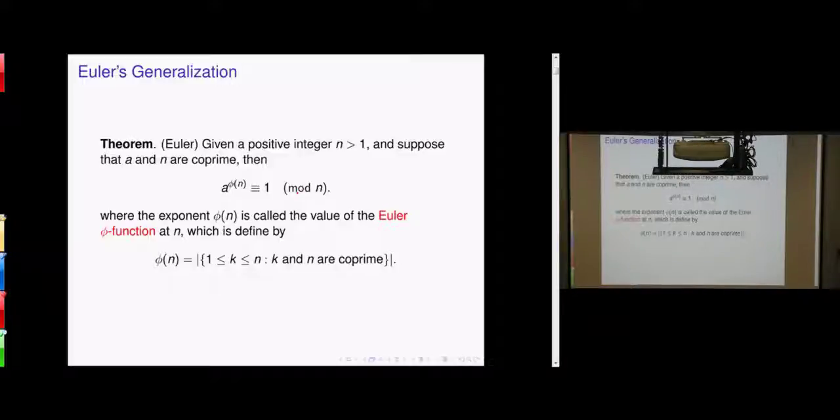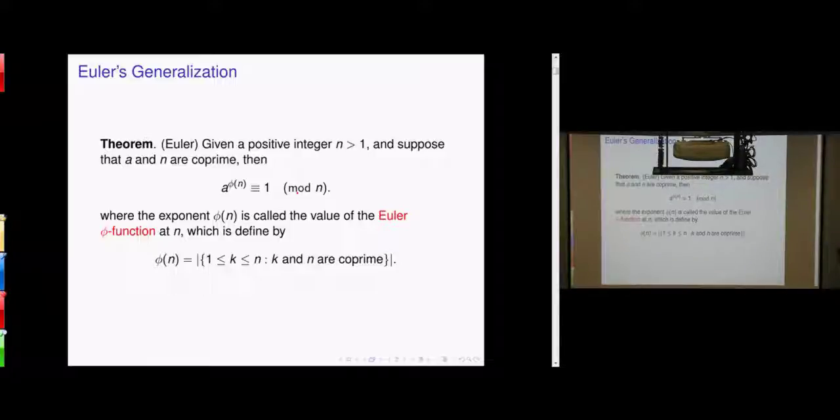Given a positive integer n, right? n is 17 or n is 20 or just any positive integer. And suppose this number a and n are co-prime. Co-prime means they do not have a common factor other than 1. So a and n are co-prime. And then a to the power of this funny guy called Euler's phi function, phi of n, is congruent to 1 modulo n. So the main thing I'm going to introduce is this Euler's phi function called phi.